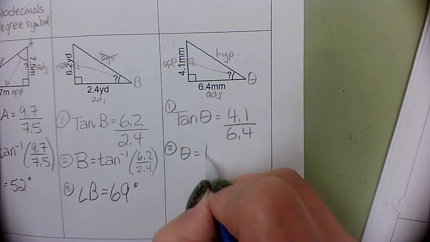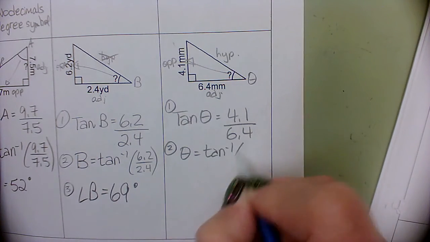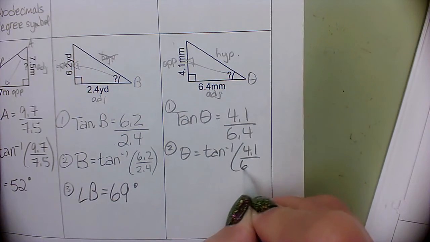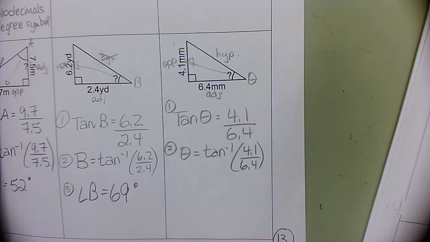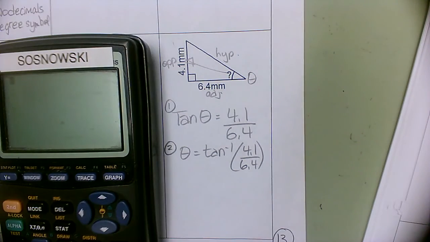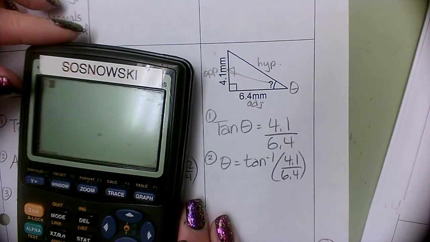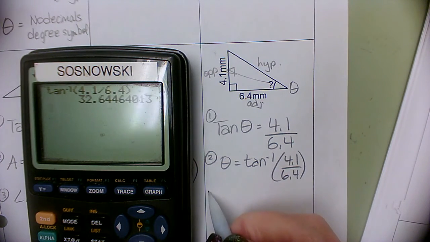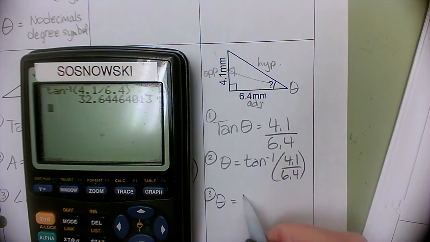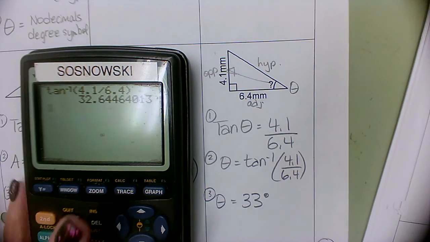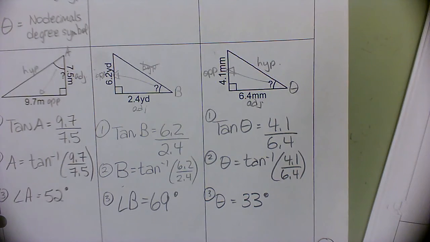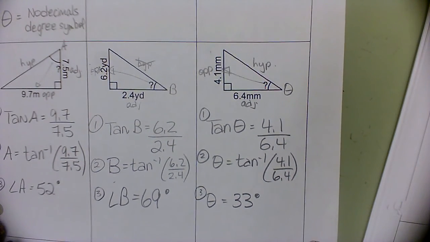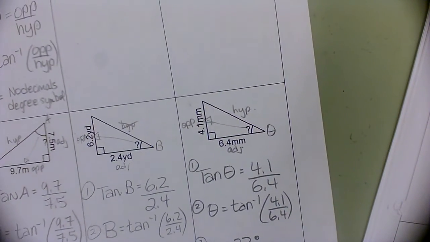Theta is equal to tan to the negative 1. Move that over to the other side. Punch it in your calculator. Second function tan, 4.1 divided by 6.4. There we go, no decimals. Theta equals 33 degrees. Okay, so now you can do the sides and you can do the angles.